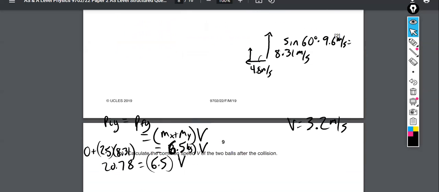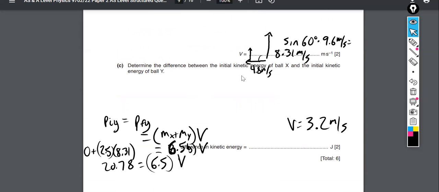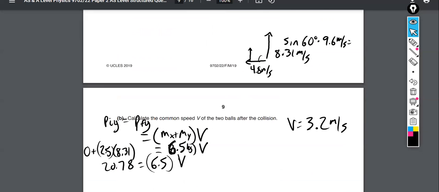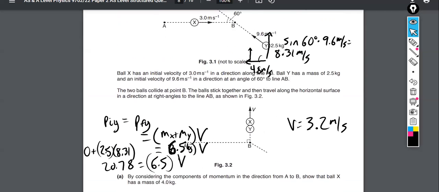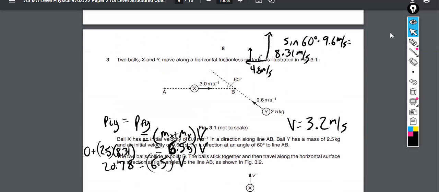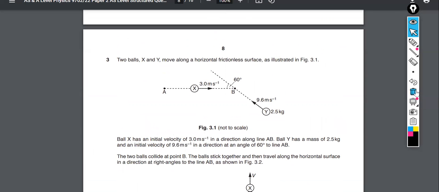Last step. Determine the difference between the initial kinetic energy of ball X and the initial kinetic energy of ball Y. So it just wants the difference in the initial kinetic energy. So I'll go back up to the original figure, clear all that working off, and let's just consider this now. We know everything about this object in terms of its velocity and its mass. This one, again, we eventually calculated its mass is 4, but we've got its velocity too. So you just want the initial kinetic energies, the difference between them.